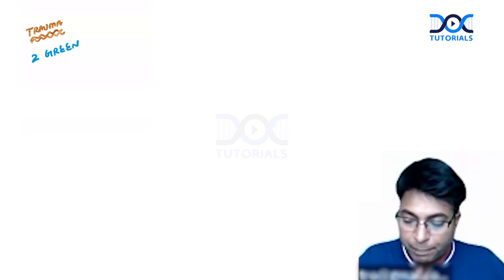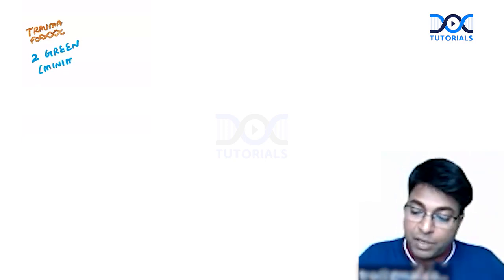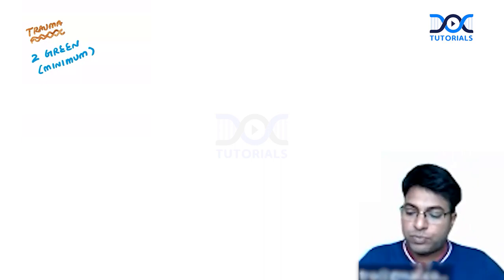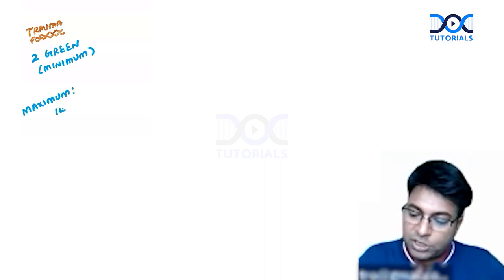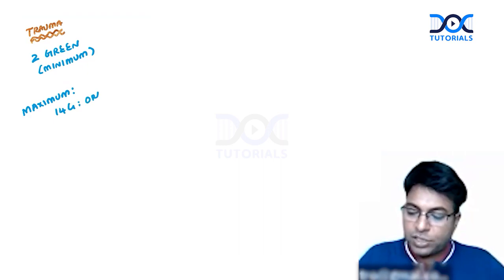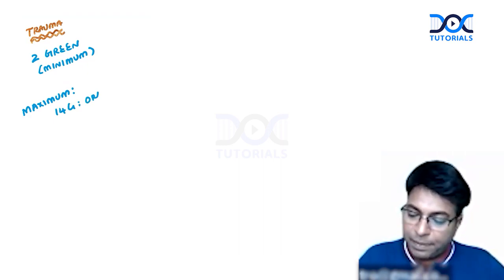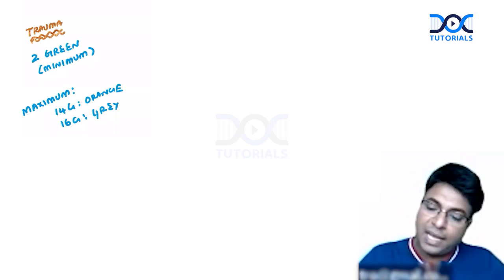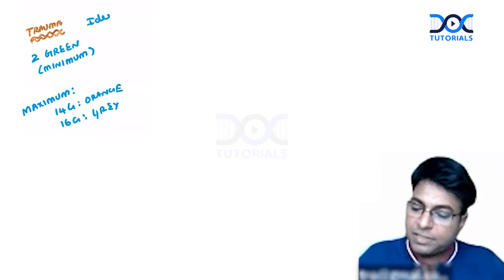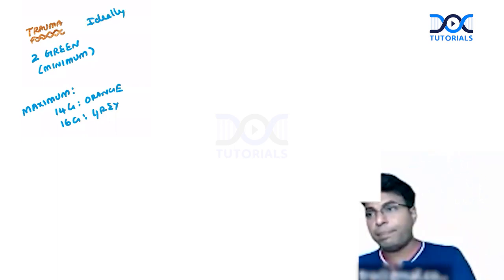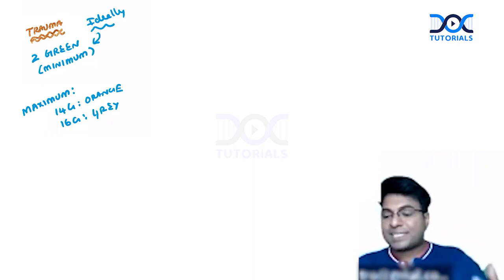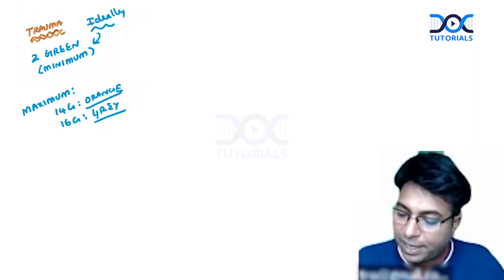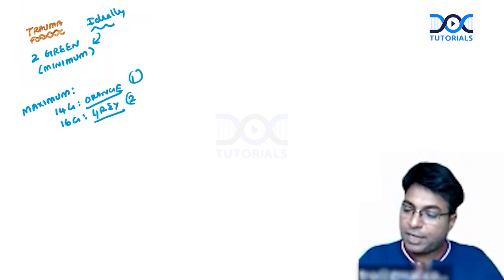This is the minimum. But what can be used? What is the cannula which can be used for maximum fluid? Maximum can be 14 gauge orange. If it is not there in the choice, go for 16 gauge gray. So if they ask what is ideally used in trauma, we use 2 green minimum. But if the question asks which cannula can infuse maximum fluids, go for orange or gray. First option orange, second option gray.